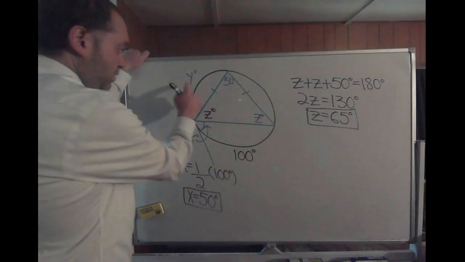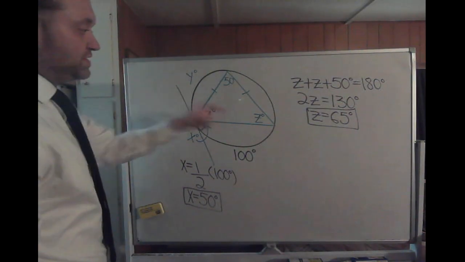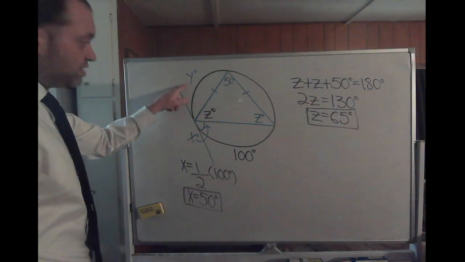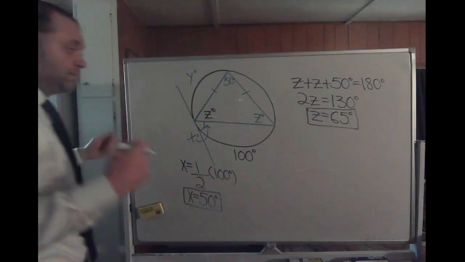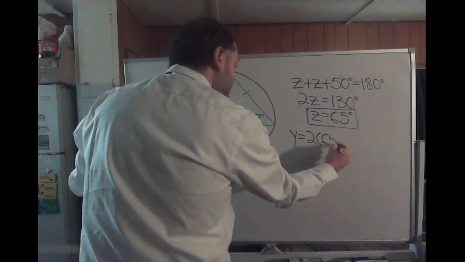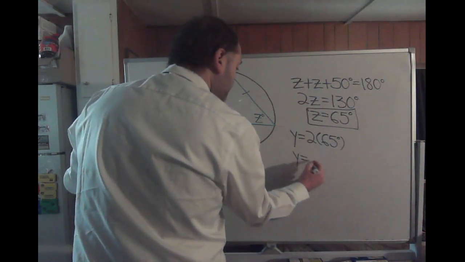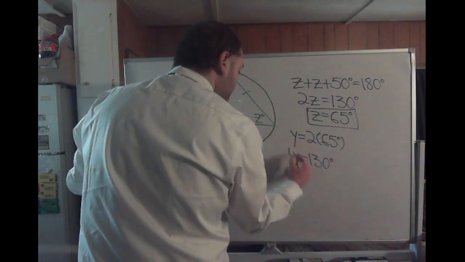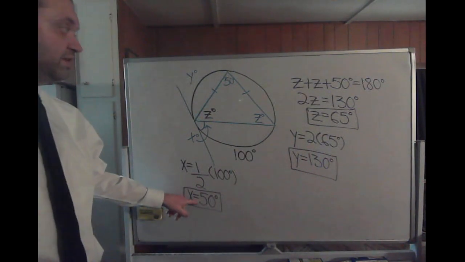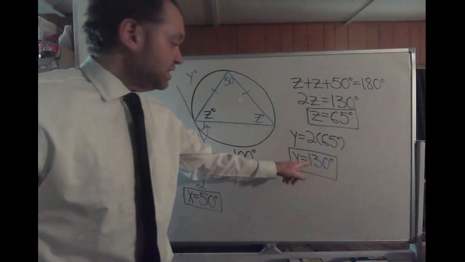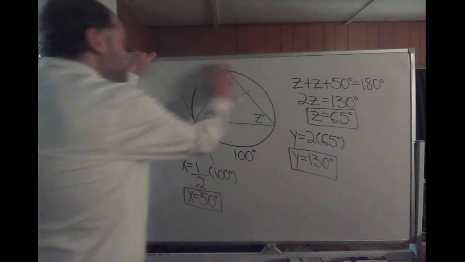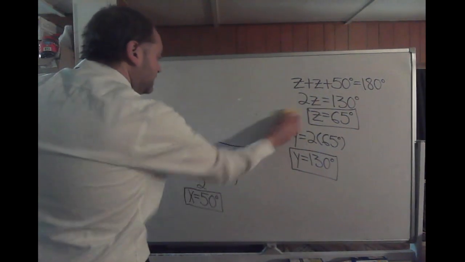Now if you want to solve for y, this z angle of 65 intercepts the arc with y. To find the arc measure, you just take twice the degree of the inscribed angle. So y would equal 2 times 65 degrees, which of course would give you 130 degrees. So the answers you should have got were x equals 50 degrees, y equals 130 degrees, and z equals 65 degrees. And now we're over halfway done with the exercises. There's only 4 more left.